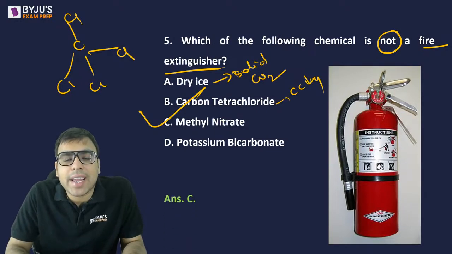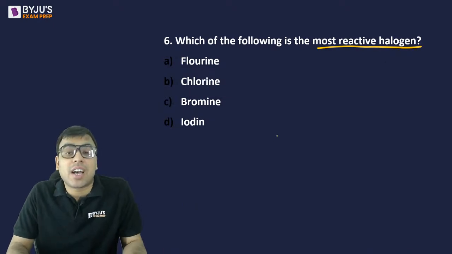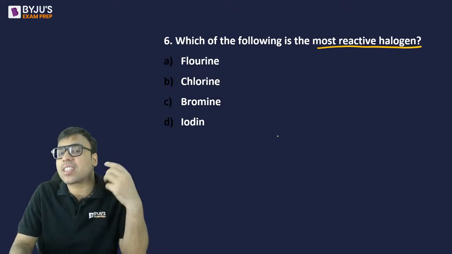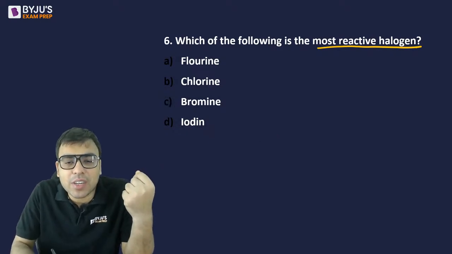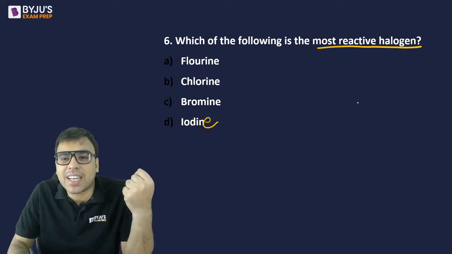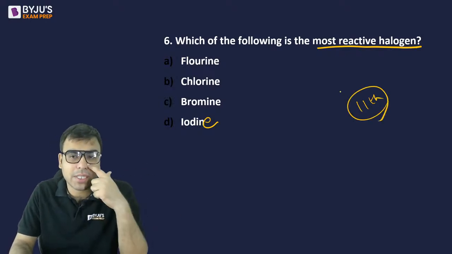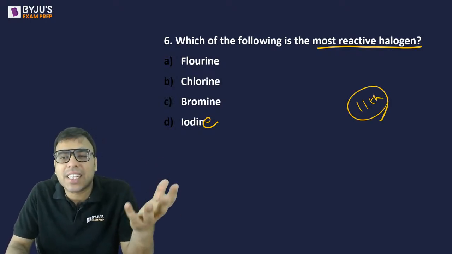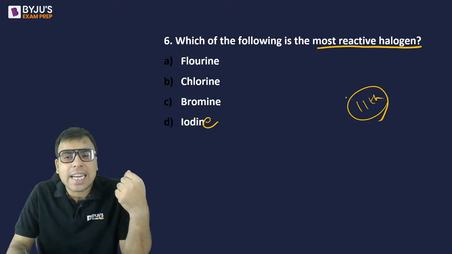The next one is question number 6. Which of the following is the most reactive halogen? These are the questions which are asked in various important famous exams. Fluorine, chlorine, bromine, iodine. ये तो, I mean, these are taught in 11th class if I'm not wrong. Yes, है ना? Mostly in 11th and 12th chemistry. The reactivity series of halogens is actually taught. So what is the right answer to this question?